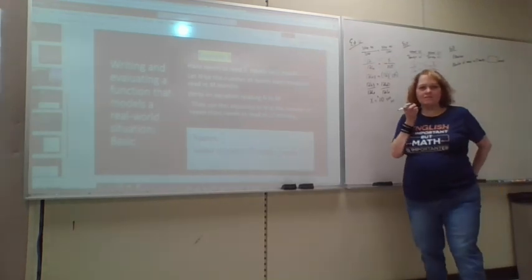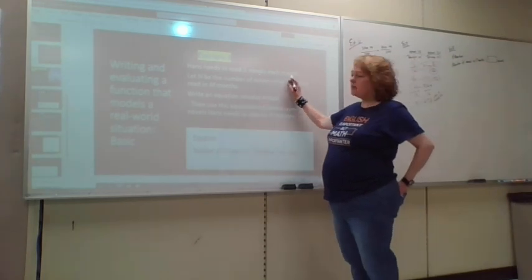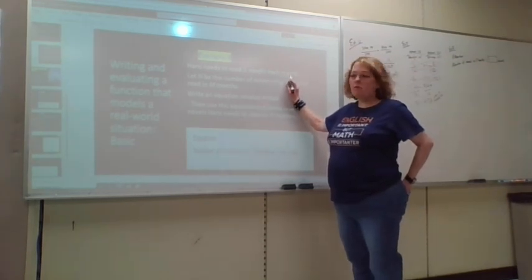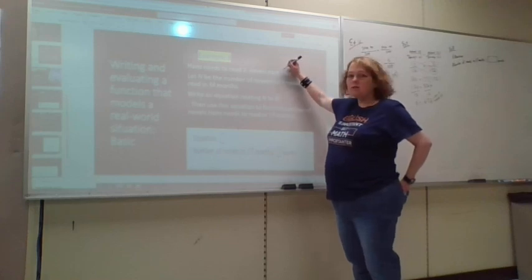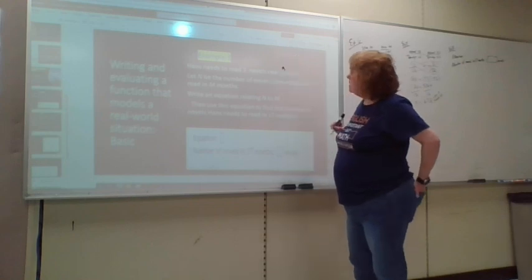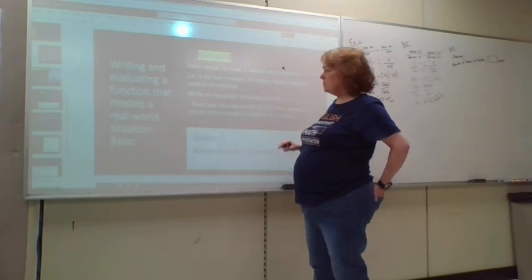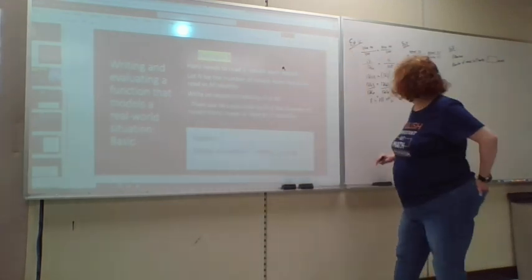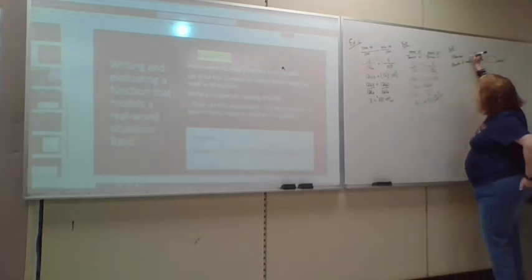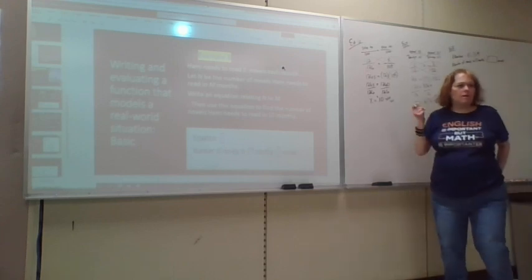Not sure? Okay, let's read it. So if he has to read 3 novels each month, what are we going to let M be? M is going to be the month because it starts with M, right? And let N be the number of novels, as it says here. So why can't we say the number of novels equals 3 times the number of months, remember?